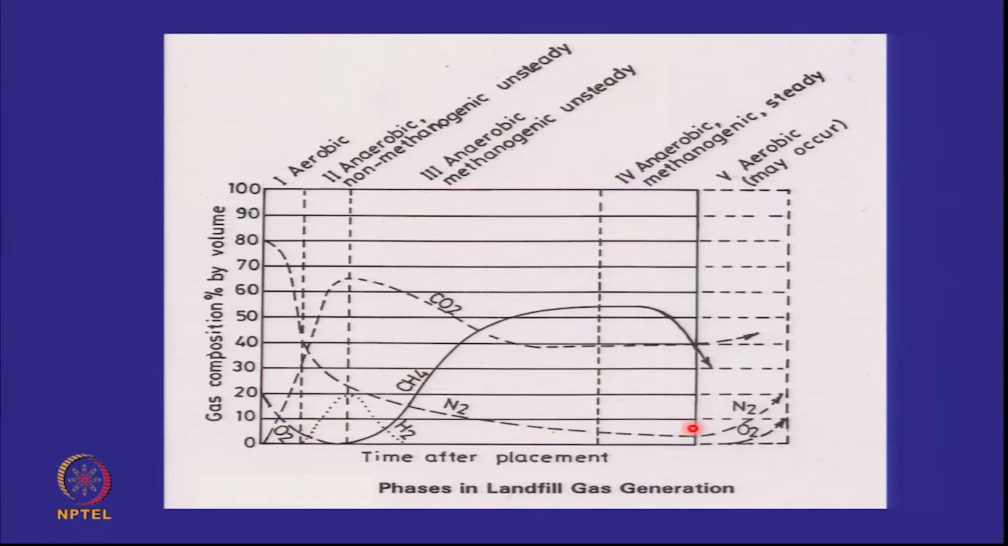Now there are subsets of this phase. We need not go into details of this. But what we see is that carbon dioxide is formed. And slowly the methane begins to form. And eventually methane is generated for a larger period of time. So you have these methanogenic phases 3 and 4, and aerobic may occur later if ever there is access to more oxygen.